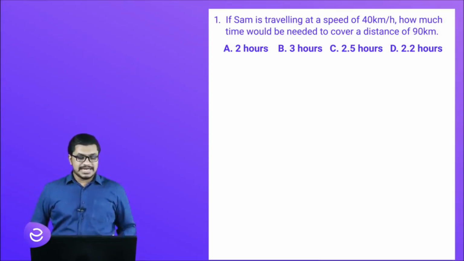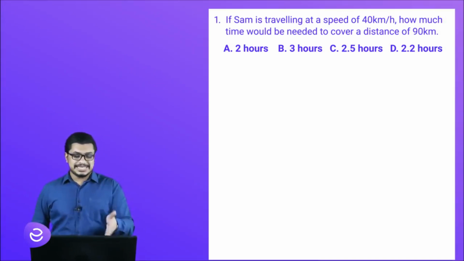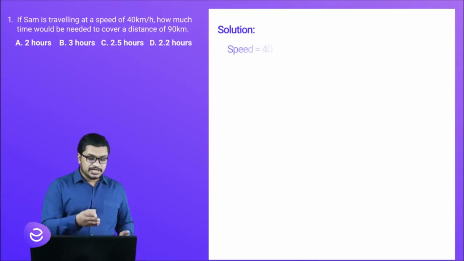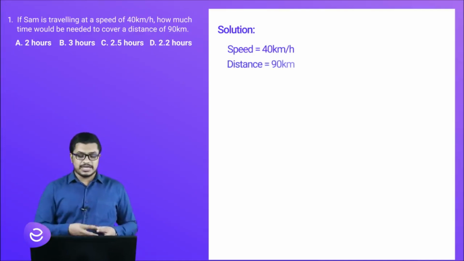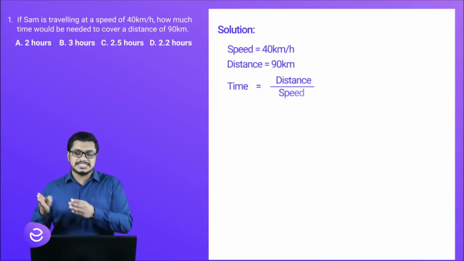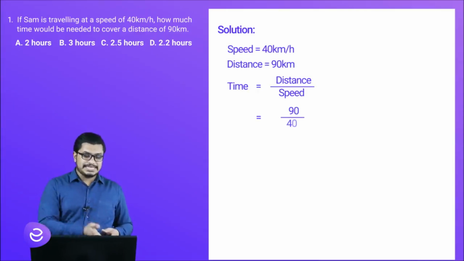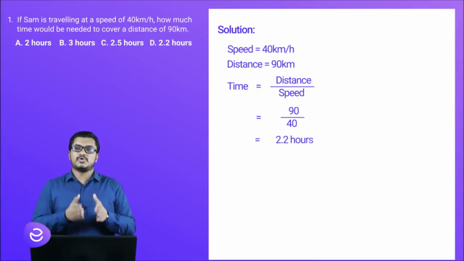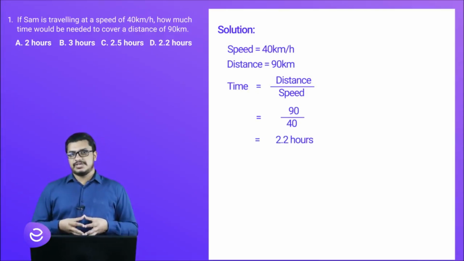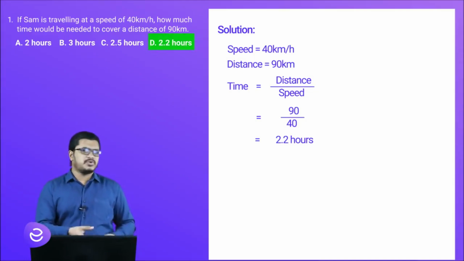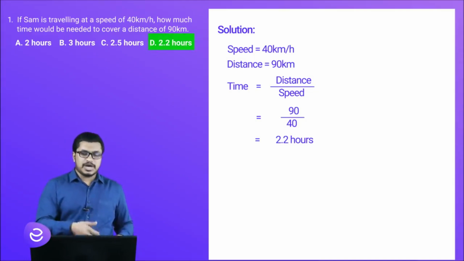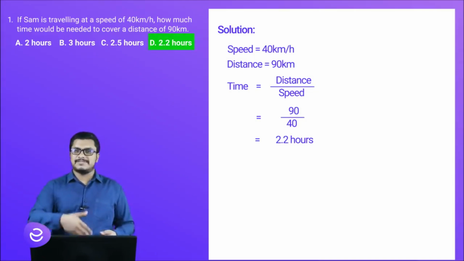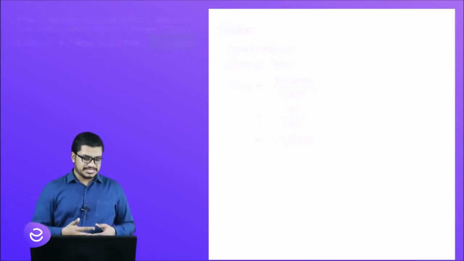So according to our guidelines, time equals distance by speed. Speed is 40 km per hour, distance is 90 km, so time is 90 by 40, which gives you 2.2 hours. So you have found the time. You don't have to convert into meter per second or anything, because everything is in the same units.